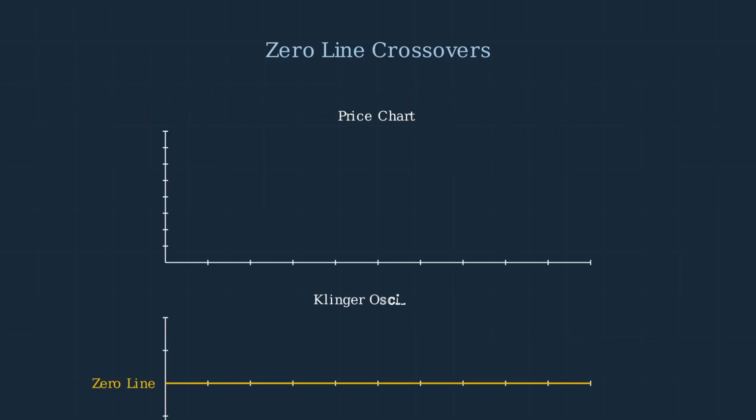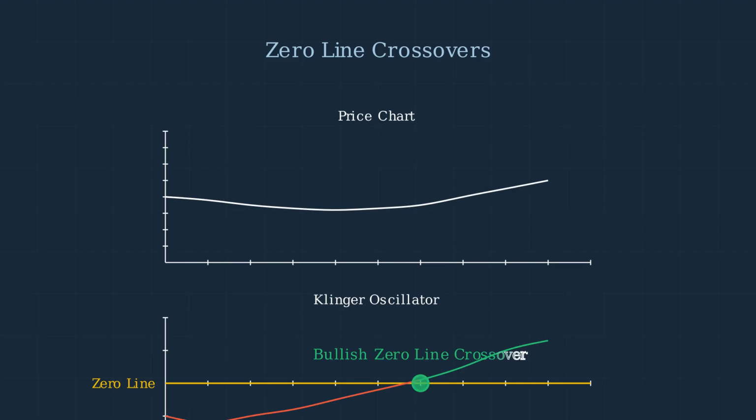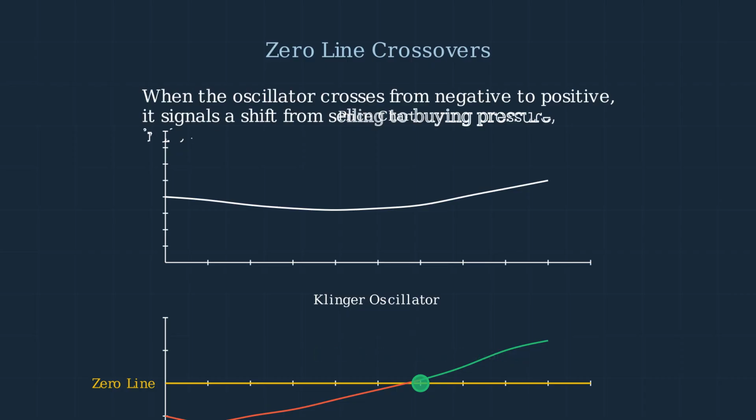Let's examine how crossing this zero line provides meaningful trading signals. When the Klinger oscillator crosses from negative to positive territory, it suggests a shift from selling to buying pressure. This bullish zero-line crossover potentially indicates the start of an uptrend. Notice how the price begins to rise after the crossover.